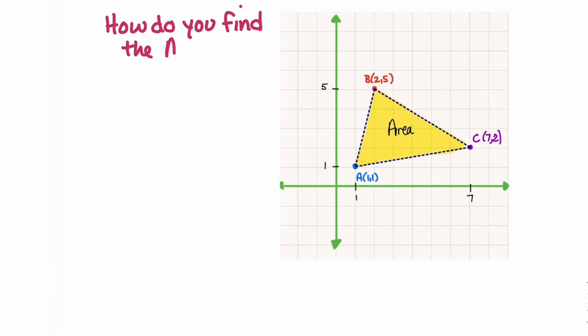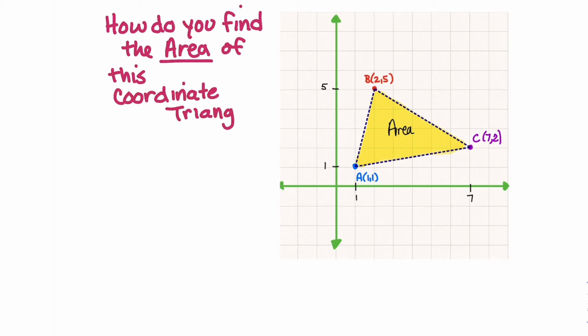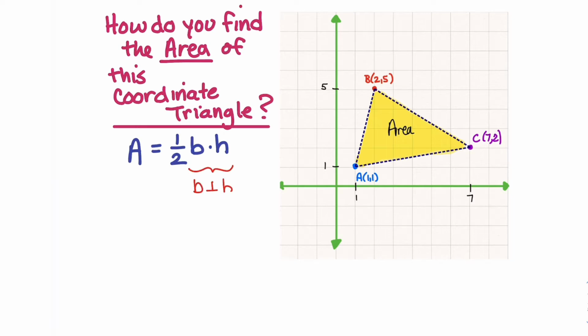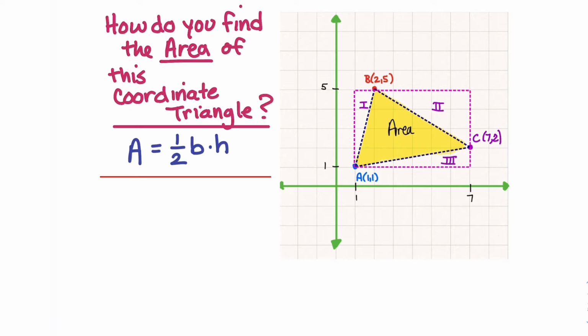Now, how do you find the area of this coordinate triangle? You might remember what the area formula for a triangle is. Right? It's area equals 1/2 its base times its height, where its base and its height are perpendicular to each other. In this picture, though, it's kind of hard to see the base or what the height is that's perpendicular to the base. So one method we might approach to get the area of this triangle in algebra would be to encase this triangle in a rectangle.